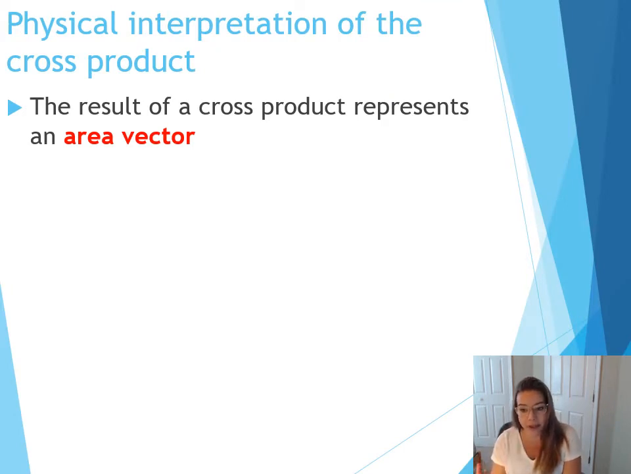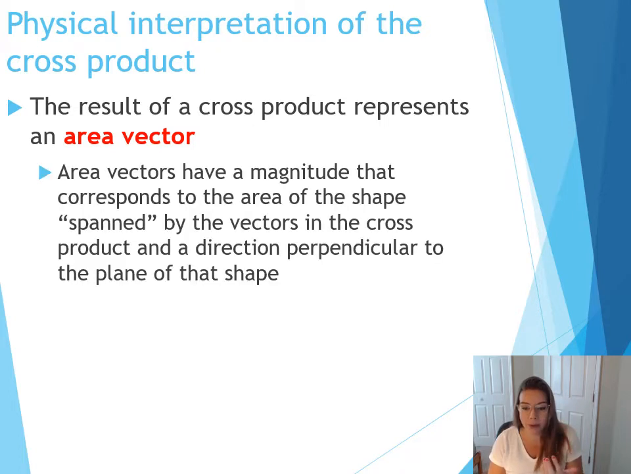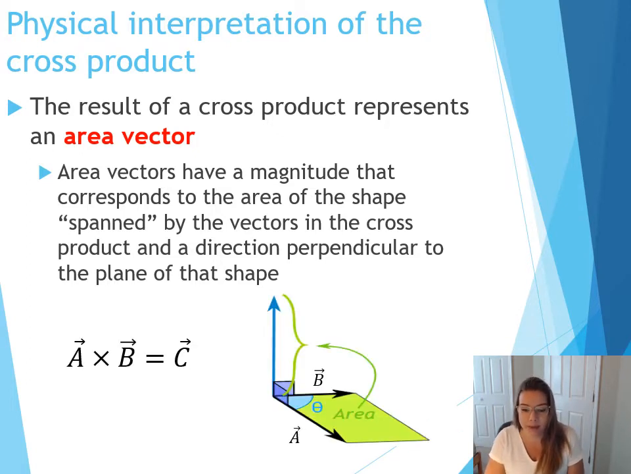The interpretation for what this thing means is actually kind of interesting. The result of a cross product is actually an area vector. So it's a vector whose magnitude corresponds to the area spanned between the two vectors that are in the cross product. So a picture is a really good way to help you understand what this means.